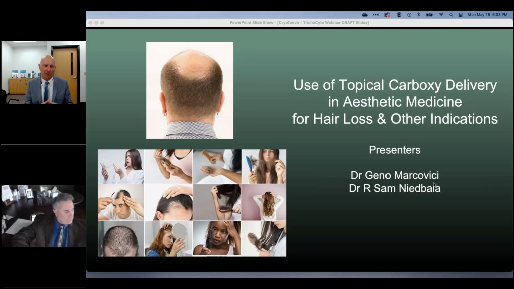On the first part, we'll look at the use of carbon dioxide or topical carboxy delivery or therapy in aesthetic medicine, and then we'll couple that with a review, perhaps for some of you, on hair growth and some of the mechanisms and background science. And then we'll take a look at when we put these two together, what happens, and hopefully if we're successful at communicating what the science means, how it came together, and what we see happening here, it's pretty exciting. So we're looking forward to reviewing that.